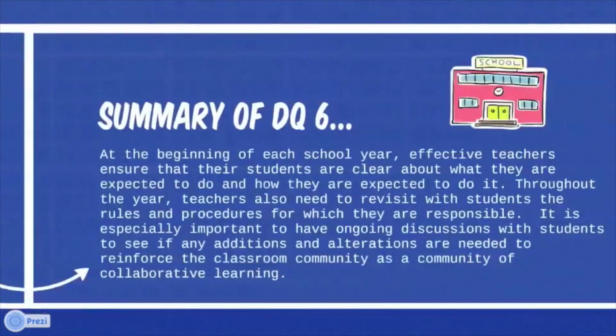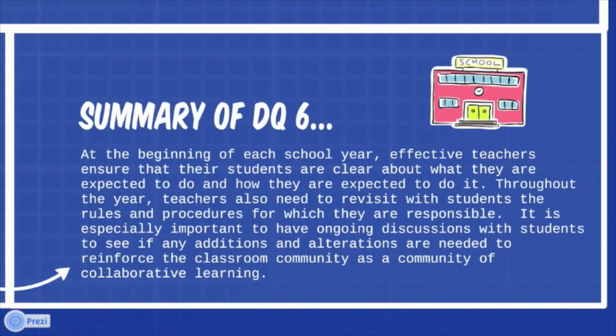In summary of Design Question 6, at the beginning of each school year, effective teachers ensure that their students are clear about what they are expected to do and how they are expected to do it. Throughout the year, teachers also need to revisit with students the rules and procedures for which they are responsible. It is especially important to have ongoing discussions with students to see if any additions or alterations are needed to reinforce the classroom community as a community of collaborative learning.